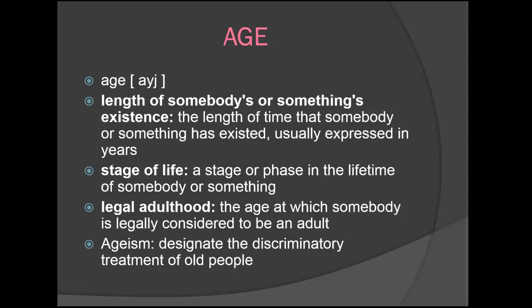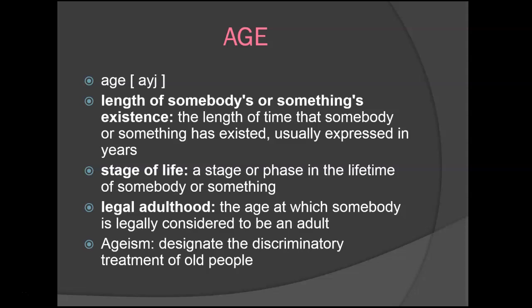Age is another characteristic that we're going to talk about. This is the length of somebody's or something's existence. That length of time that somebody or something has existed, usually expressed in years. We don't typically say it in minutes. No one says, how old are you? Well, I'm 12,410 days old. No one says that. We say, I'm 30 years old. I'm 12 years old. I'm 20 years old.